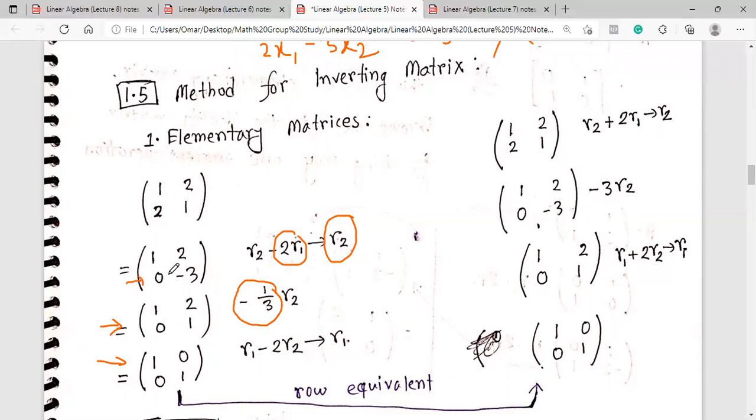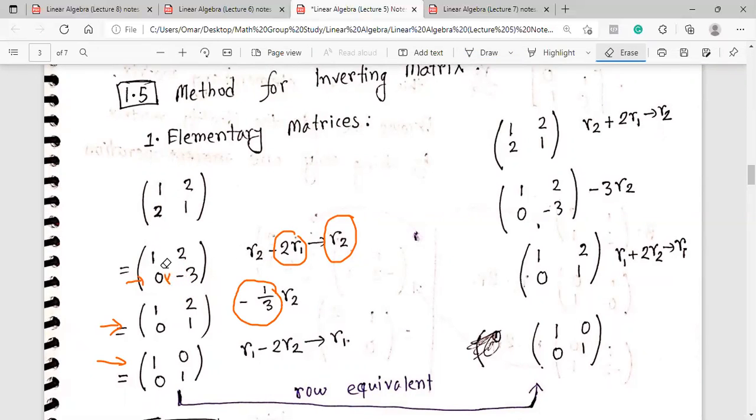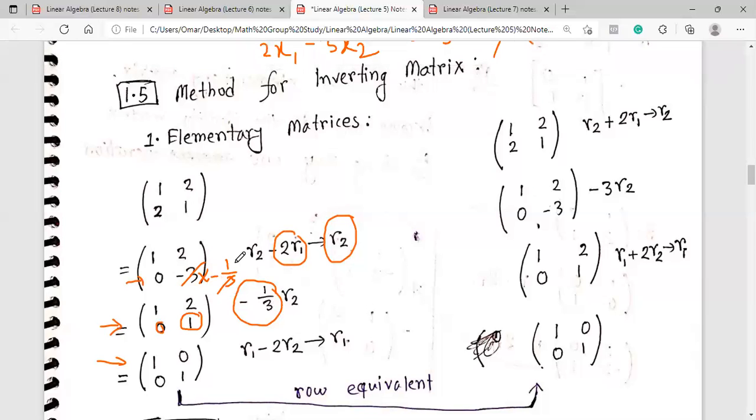multiply minus 1 by 3, so it will be 0, right? Anything multiply 0 is 0. So that's why we got 0 here. And then minus 3 multiply minus 1 by 3. So minus minus, it will make plus, and 3 and 3 will get cancelled, and we will get 1. Okay, so that's why I multiply minus 1 by 3 with the second row.